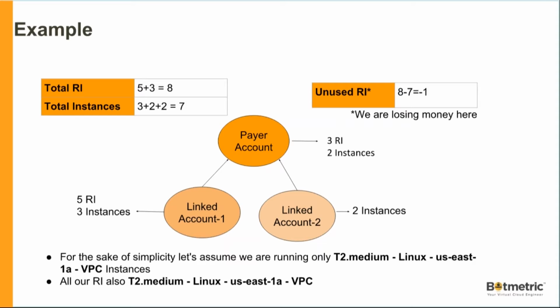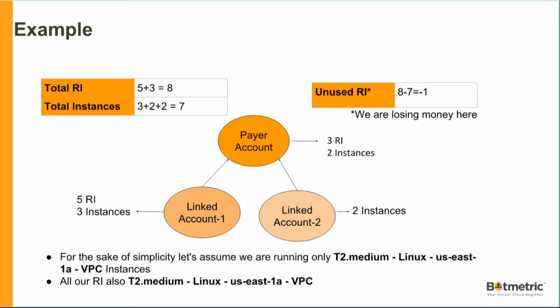But the important part here is that these RIs get consolidated and applied to any one of the accounts. I mean, let's say in linked account 1 you have 5 RIs and only 3 instances are running. That means 2 are not used. The same 2 will be applied to linked account 2. That's the concept: the RIs are consolidated across all the accounts under your payer account.